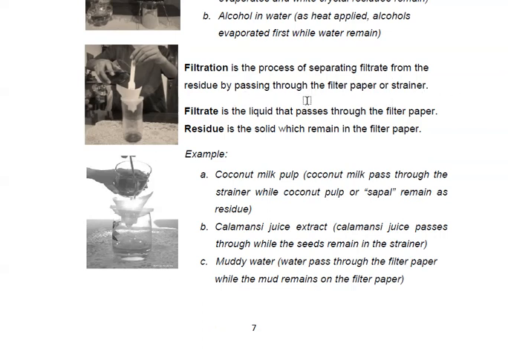Filtration is a process of separating filtrate from the residue by passing through the filter paper or strainer. So, filtrate is the liquid that passes through the filter paper and residue is the solid which remains in the filter paper. So, I think familiar sa taani. So, kanang coconut milk pulp. So, ang niyog, I think kung makadumdum ka, mabilin ang sapal, no? Pag after nimo i-pour ang coconut milk, ang sapal mabilin dito sa strainer nimo.